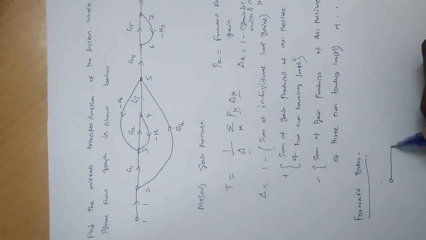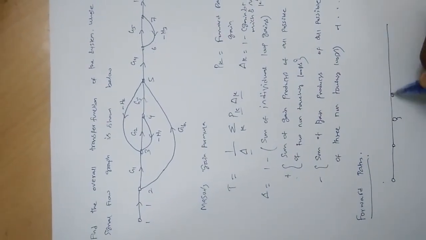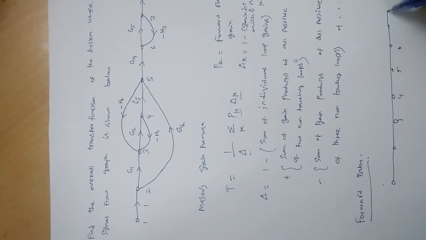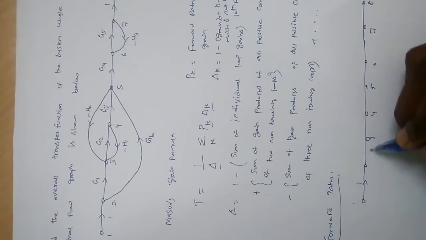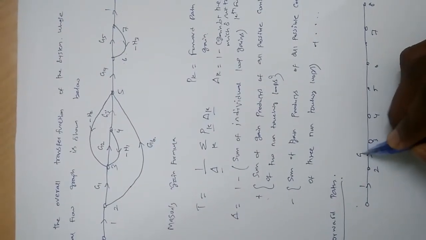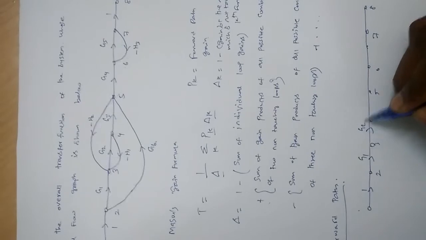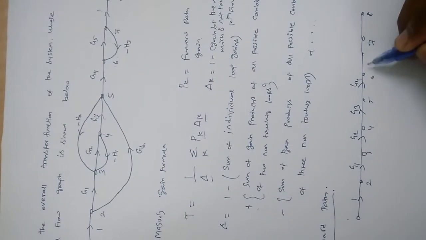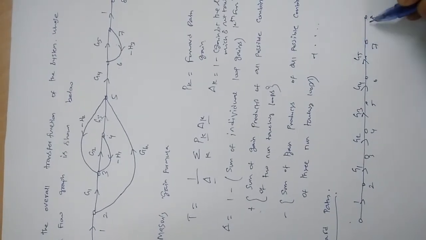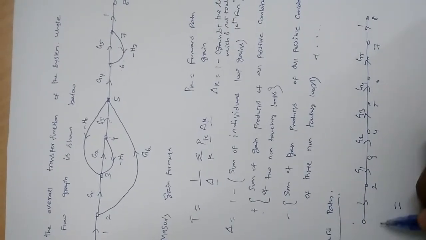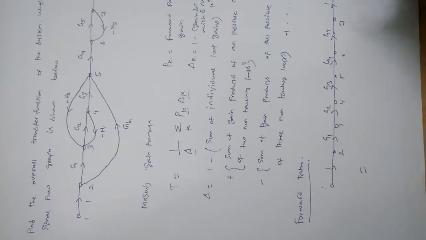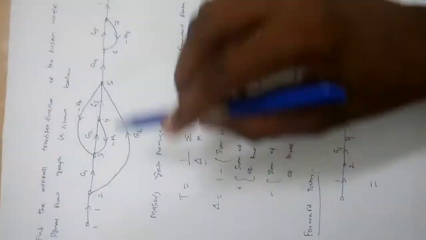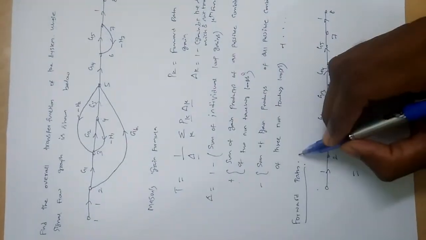So you have to draw all those things, 3, 4, 5, 6, 7, 8. You have to mention the corresponding gain. From 2 to 3 G1, from 3 to 4 it is G2, from 4 to 5 it is G3, from 5 to 6 it is G4, from 6 to 7 it is G5, from 7 to 8 it is 1. By default in every problem the straight line will be the first forward path. So this is forward path 1.